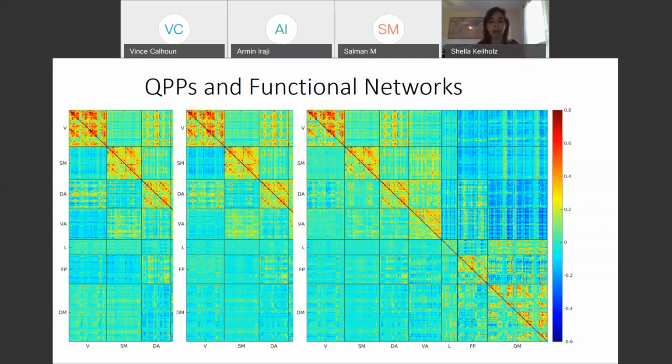And so that implies that these QPPs are really accounting for a lot of the resting state networks that we see in resting state fMRI.